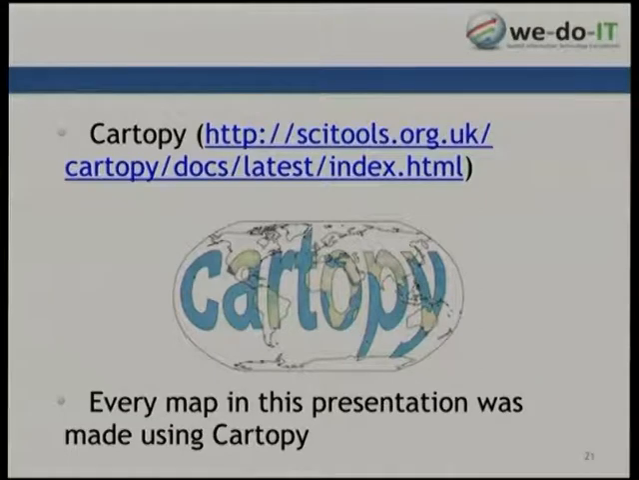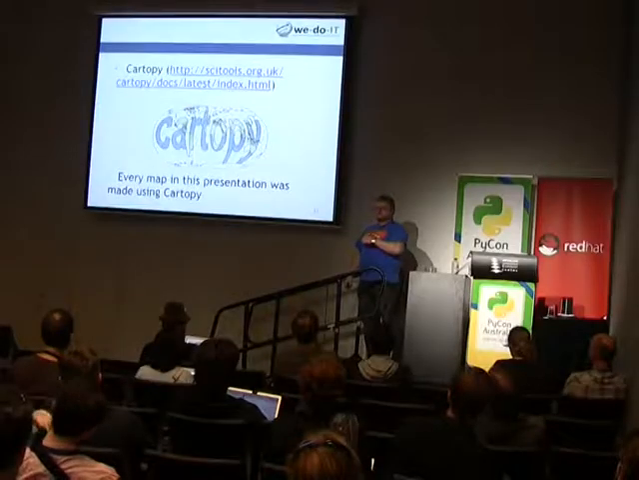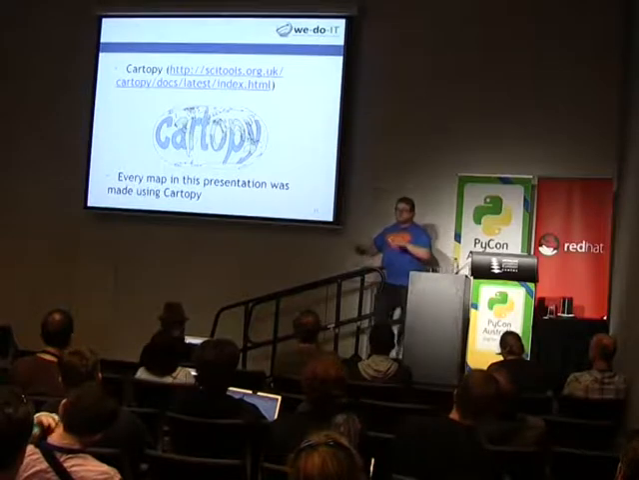Now, has anyone used matplotlib basemap before? One? Couple? OK. It's not very friendly. It takes a lot of work to get a nice looking map in matplotlib basemap. So the British Office of Meteorology, or British Met Office, I should say, built CartoPy.